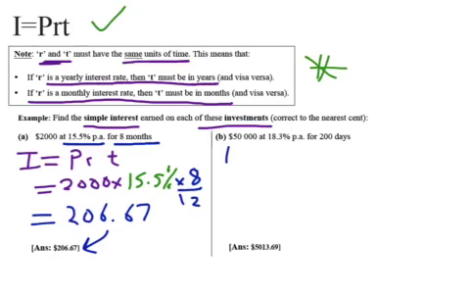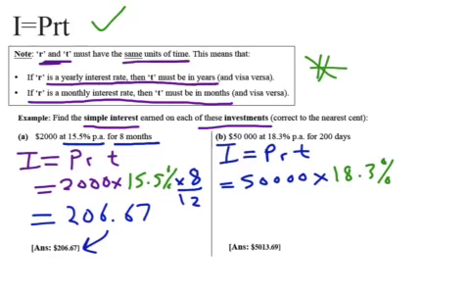We take the formula I equals PRT. The principal this time is 50,000. The interest rate is 18.3%. And the time, now just be careful here, have a look. We have a yearly interest rate there.